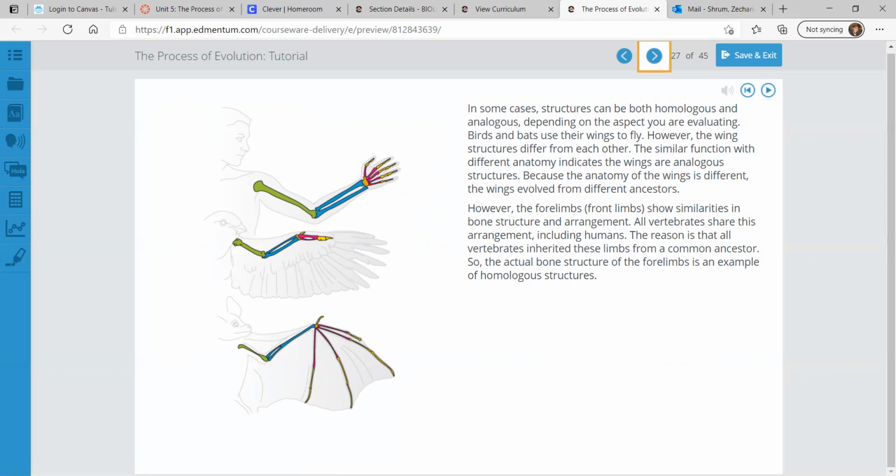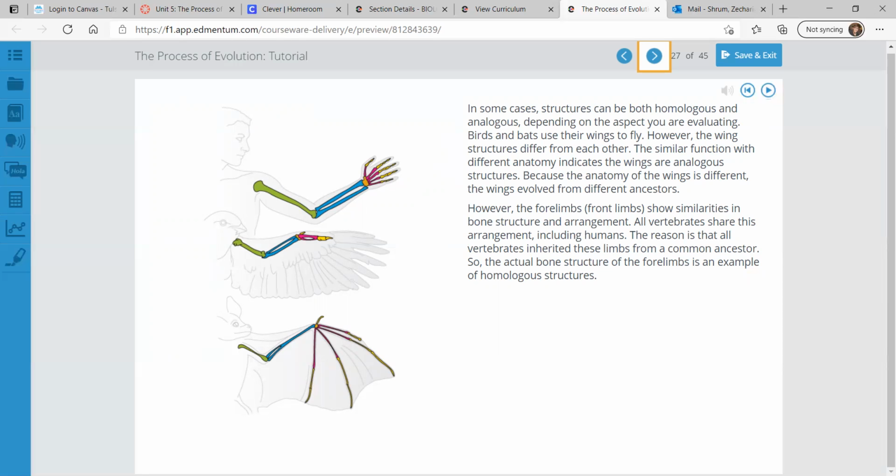Birds and bats use their wings to fly. However, the wing structures differ from each other. The similar function with different anatomy indicates the wings are analogous structures. Because the anatomy of the wings is different, the wings evolved from different ancestors.